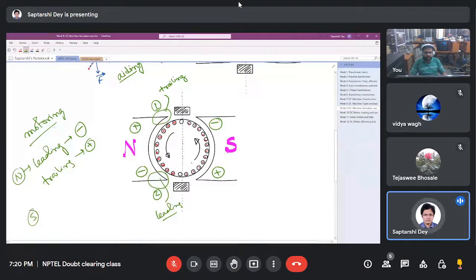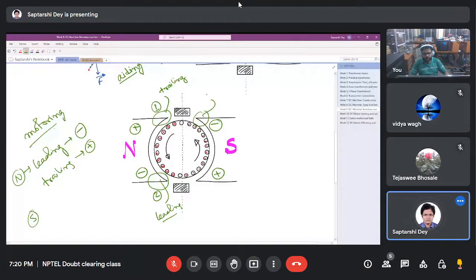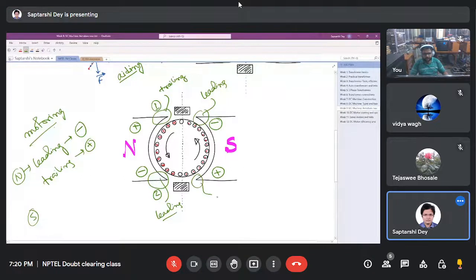So it is rotating in this fashion. So this is the leading tip in the south pole, and this is the trailing tip. So at the south pole also we have the same thing. We have weakening on the leading tip and strengthening on the trailing tip.